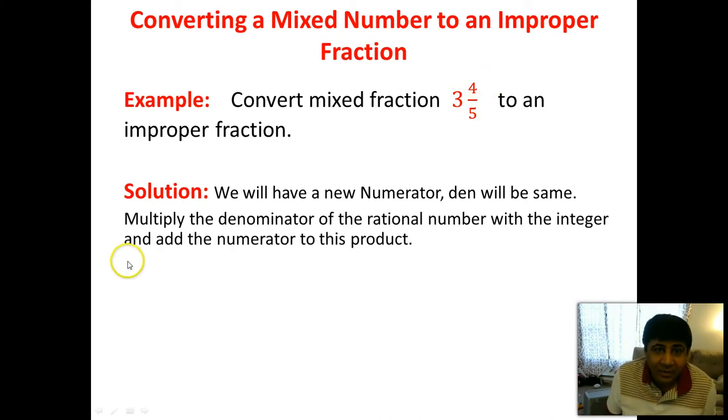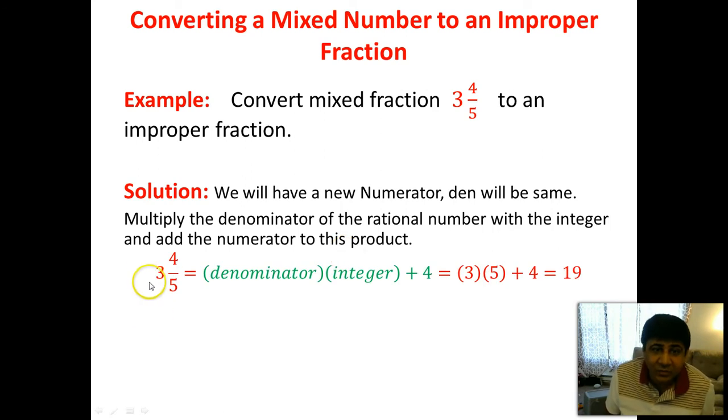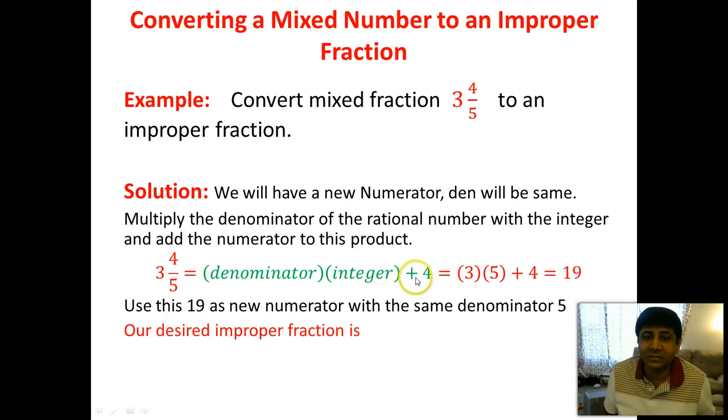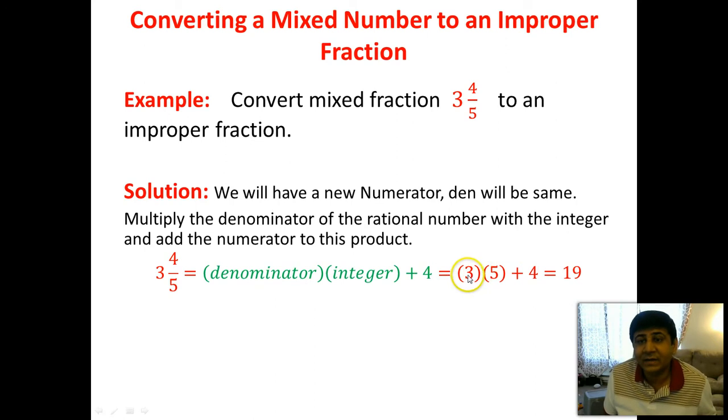Let me write it down here. Multiply the denominator of the rational number with the integer, that's written on the side here, and add the numerator to this product. Mathematically speaking, you will take the denominator, multiply it with the integer, which is 3 there, and then add the given numerator. If you do all this arithmetic, you will get 3 times 5 plus 4, which is 19.